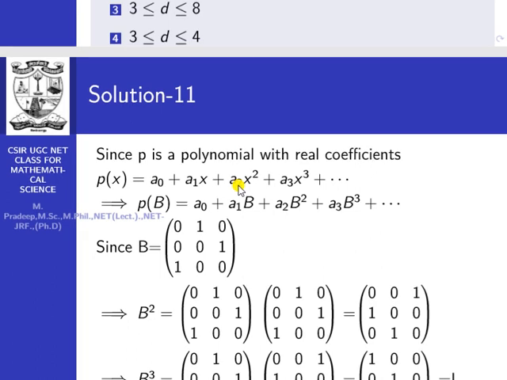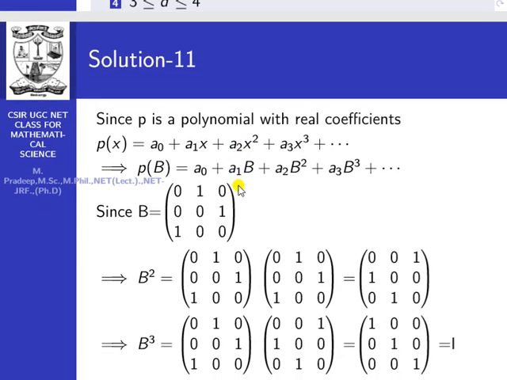First, what can we define P as? P is a polynomial with real coefficients. So P of x equal to a0 plus a1x plus a2x square plus a3x cube plus and so on. So what will P of B be? When you replace x equal to B, a0 plus a1B plus a2B square plus a3B cube and so on. What is B? B is 0 1 0, 0 0 1, 1 0 0.